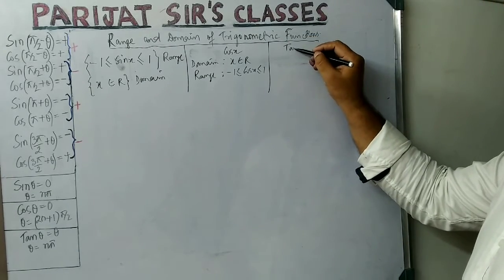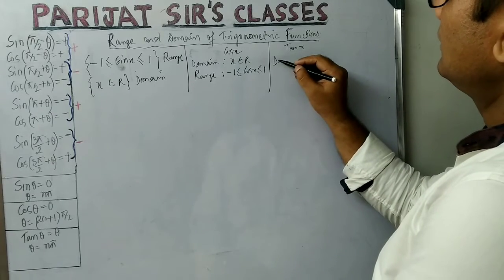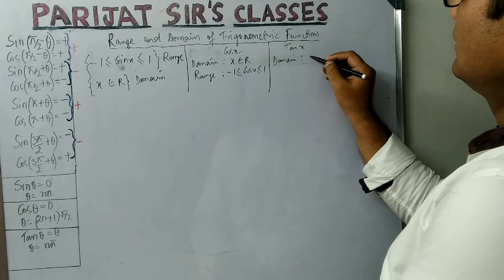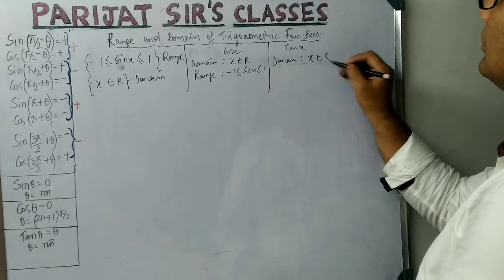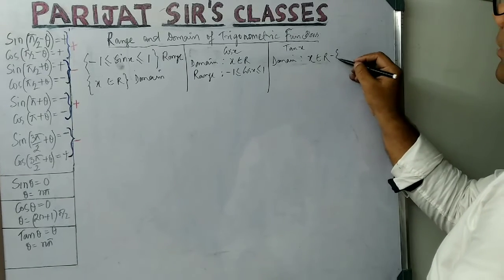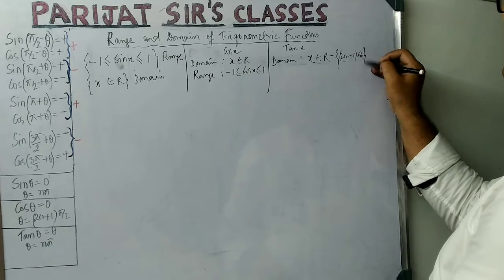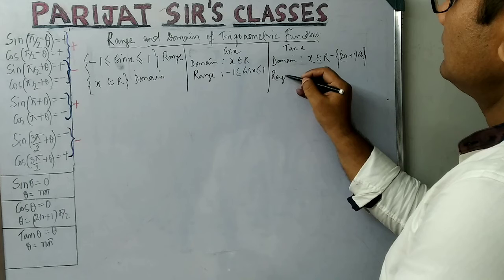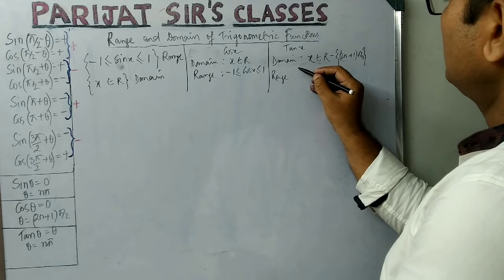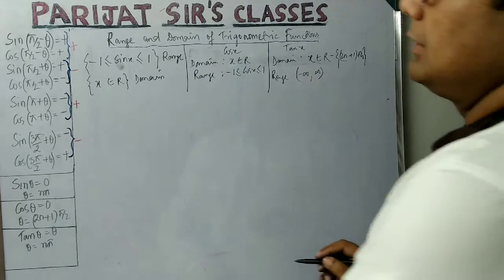Similarly, for tan x, the domain will be x belongs to real numbers but not (2n plus 1) pi by 2, and the range will be from -infinity to +infinity.